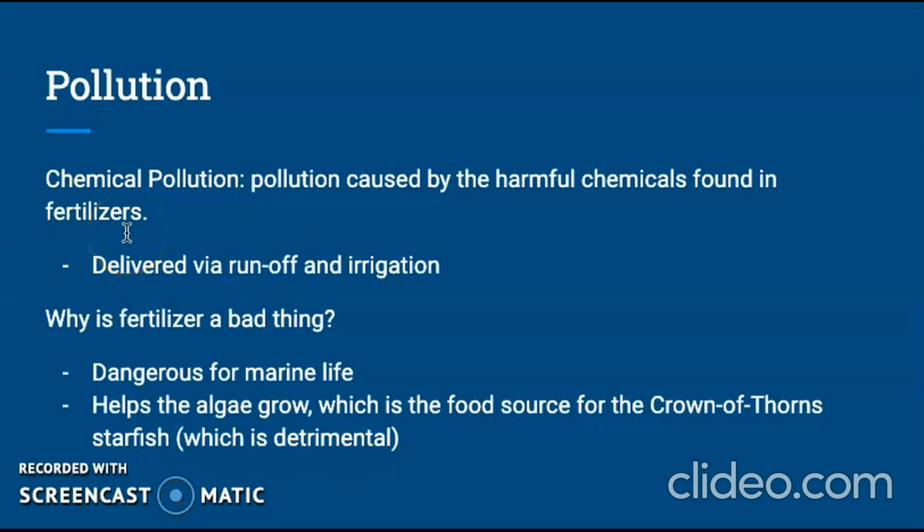So, chemical pollution is pollution caused by harmful chemicals found in fertilizers. So, anytime farmers are fertilizing their crops, the runoff from the land into the ocean delivers those chemicals into the ocean and is harmful towards the Great Barrier Reef. And so, not only is it dangerous for marine life, but it also helps certain types of algae grow, which is the food source for the crown-of-thorns starfish, which is a detrimental species, as you will see further in the presentation.